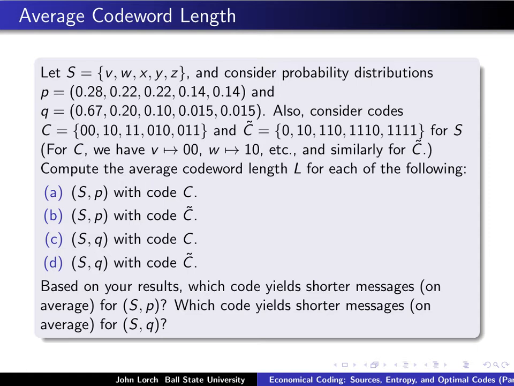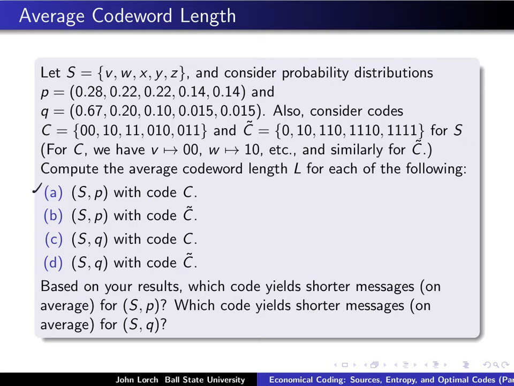All right, so the first thing we're going to do is compute the average code word length for the source S, P with code capital C. Before we dive into making that calculation, let's make sure we understand the setting. Our alphabet S is, again, these letters V, W, X, Y, and Z. Here we're looking at the source where the probability distribution is P.